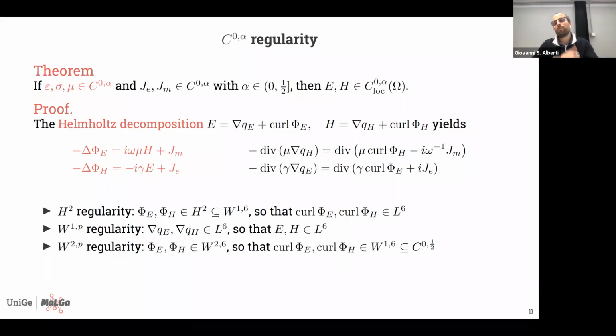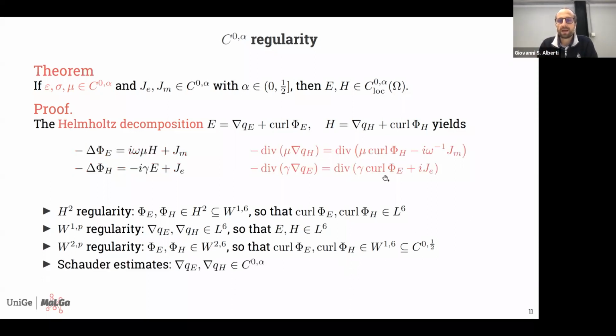And now I go back to the right. I'm not done yet. I go back to the right and I apply Schauder estimates. Why? Because the curl of phi's will be in C0 1/2, these guys. The JM and JE will be in C0 alpha. So all these arguments will be in C0 alpha. And then I can apply the Schauder estimates because mu and gamma are C0 alpha. And so these are the minimal assumptions to apply the Schauder estimates. And this gives me the gradients, these two gradients in C0 alpha.